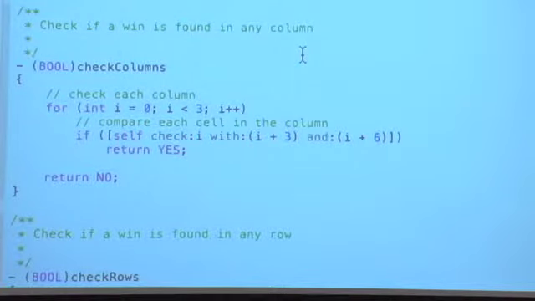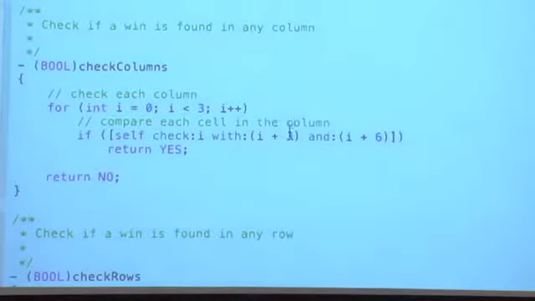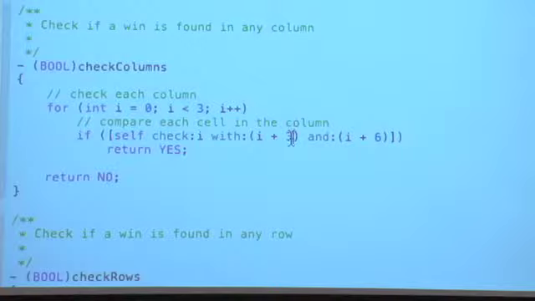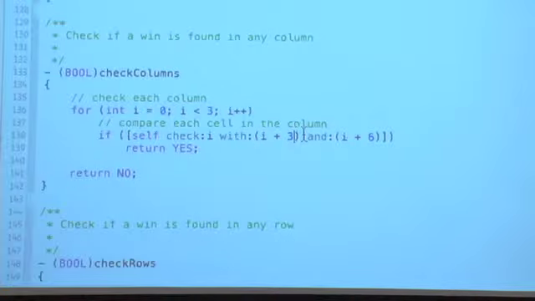Next, we want to check every column, which is very similar. Again, there are 3 columns. But now instead of checking the cell to the right, I now want to check the cell below it. Inside of my one-dimensional array, that's just going to correspond with adding 3. So again, if any of these things are the same, return yes.